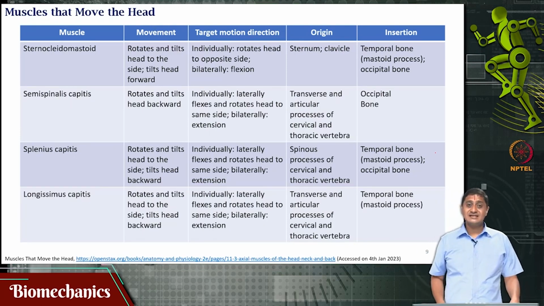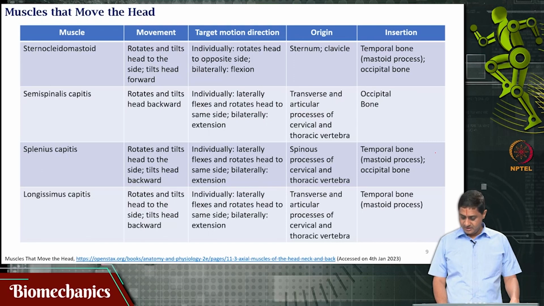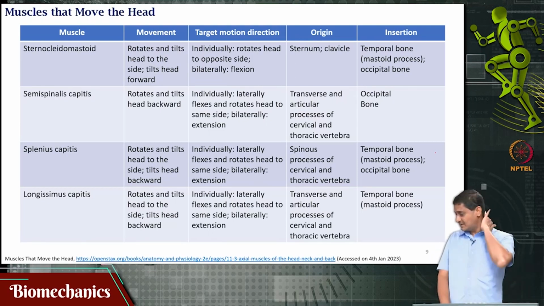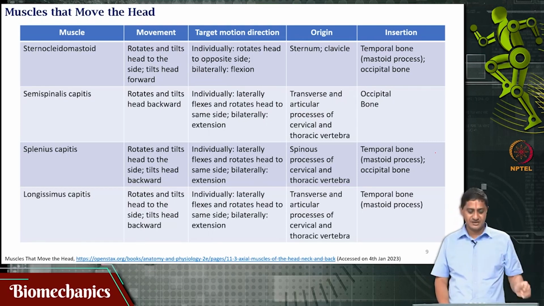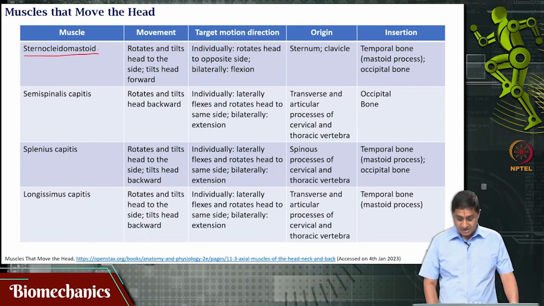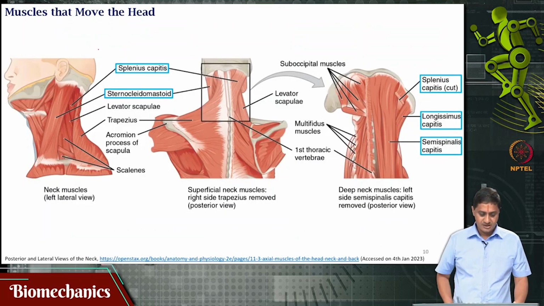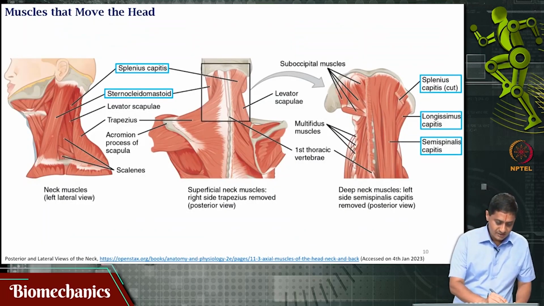So, the head is stabilized or balanced, moved and rotated. Movement, lateral movement, front back movement and rotation movement, all are possible by the muscles that are present at the level of the neck, right. What are these muscles? One muscle is called sternocleidomastoid, right. What is this muscle? That is that muscle, is it not?